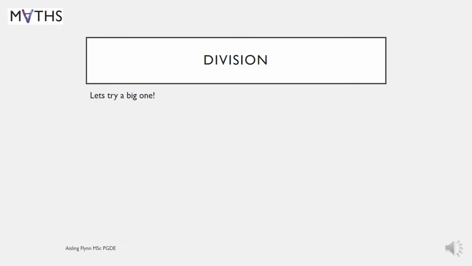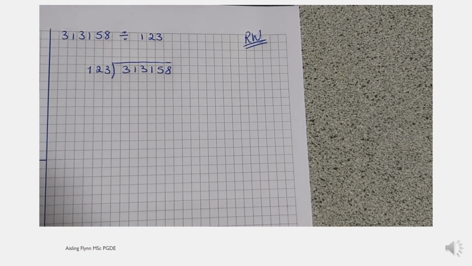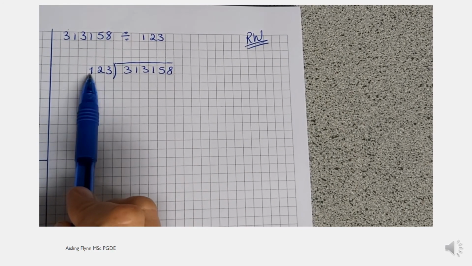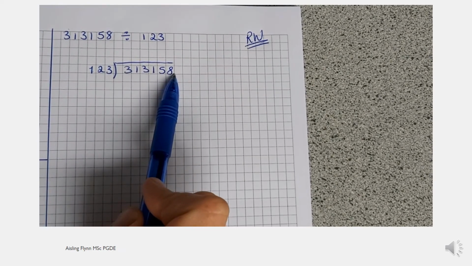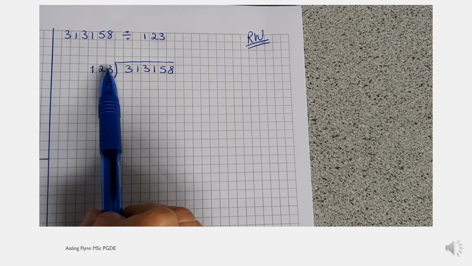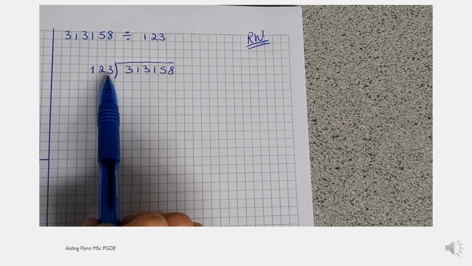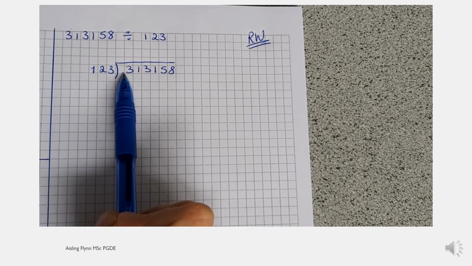So let's try a big one. Divide 313,158 by 123. It's the same, just longer. Okay, so this is a big one. We have to divide 123 into 313,158. Okay, so just like before, it's the same, just much longer. Okay, we have 123 to consider. We look at the first digit.